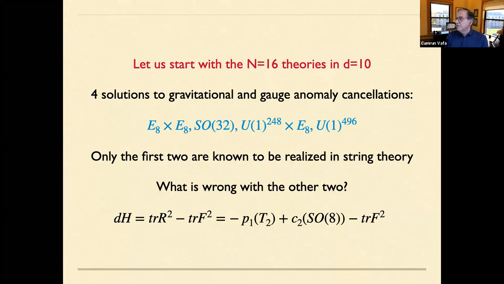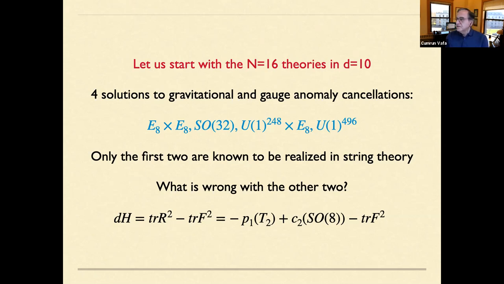And so the question is, what are these last two examples? We know the first two. So what's wrong with the last two? Or are they realized? Are they consistent theories? If they are consistent theories and they are not realized in string theory, then the string lamppost principle would be invalidated. That means there are examples which cannot be realized in string theory. So what could possibly be wrong with the other two examples, the ones which have U(1)?